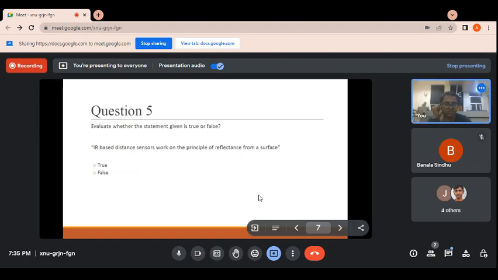So what is the right answer? Hello. Banana Sindhu. Ma'am, false, ma'am. Can you explain why? Ma'am, infrared sensors work on the principle of reflected light waves, ma'am. IR-based distance sensor works on the principle of reflectance from a surface.